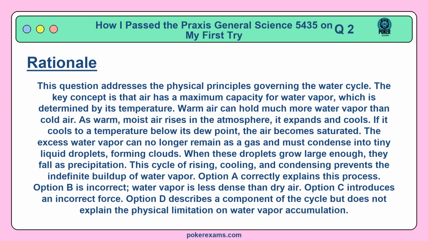Option B is incorrect. Water vapor is less dense than dry air. Option C introduces an incorrect force. Option D describes a component of the cycle, but does not explain the physical limitation on water vapor accumulation.